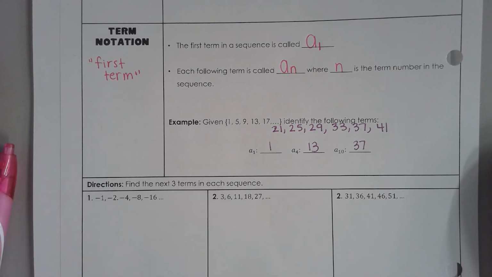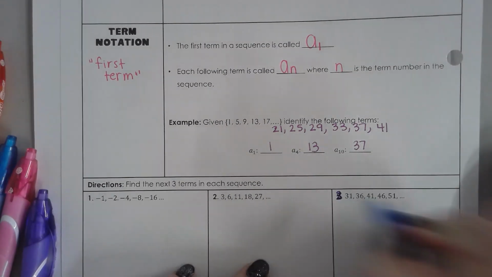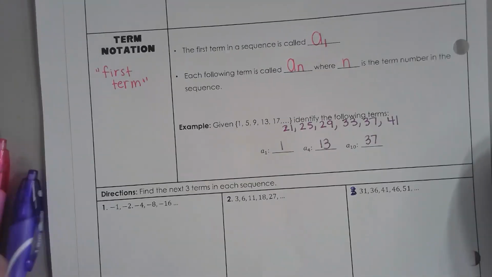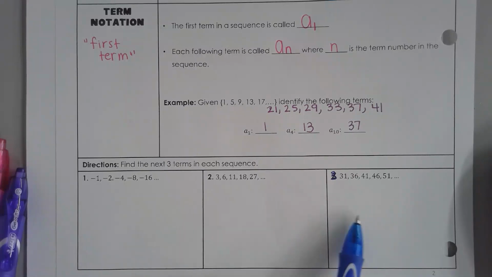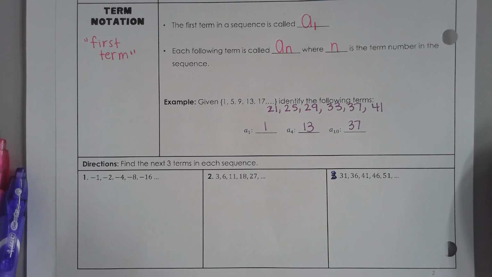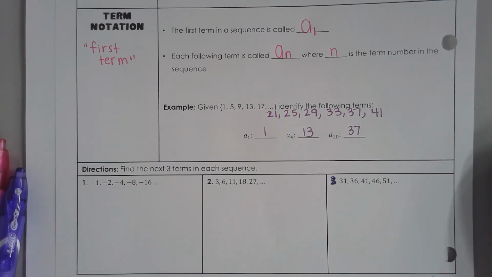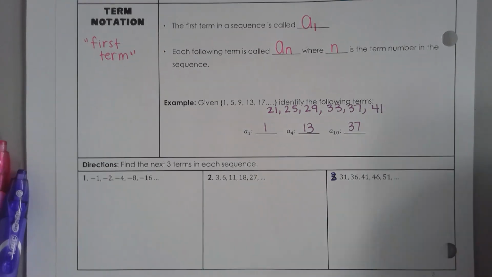So here are 3 sequences and they are misnumbered. This should say number 3. So with your partner, some of you it's the person beside you, some of you it's only going to be the person across from you. Group of 3, you all can work together. I want you to see if you can find the next 3 terms and then check with your partner to see if they got the same answer as you.